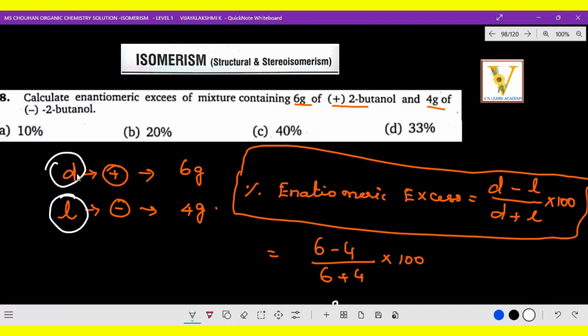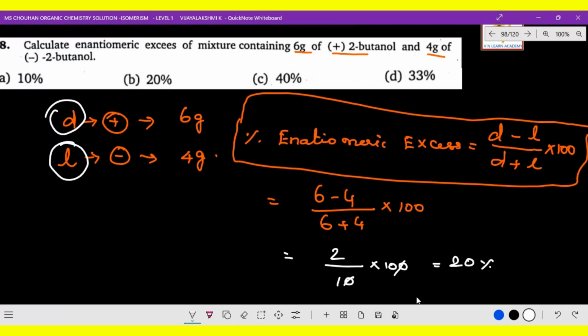This is the small d and small l, plus and minus compound. Plus, it is 2-butanol, so that is 6 gram and 4 gram. So what is the main thing here you have to consider? The formula: percentage of enantiomeric excess is D minus L by D plus L into 100. If you apply it, you are getting the answer.